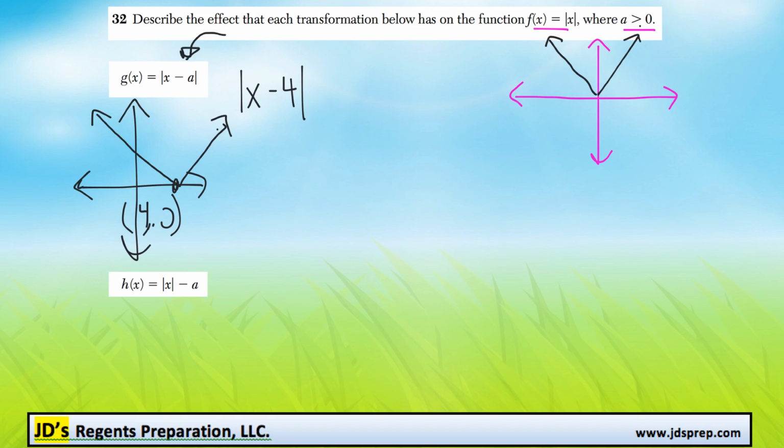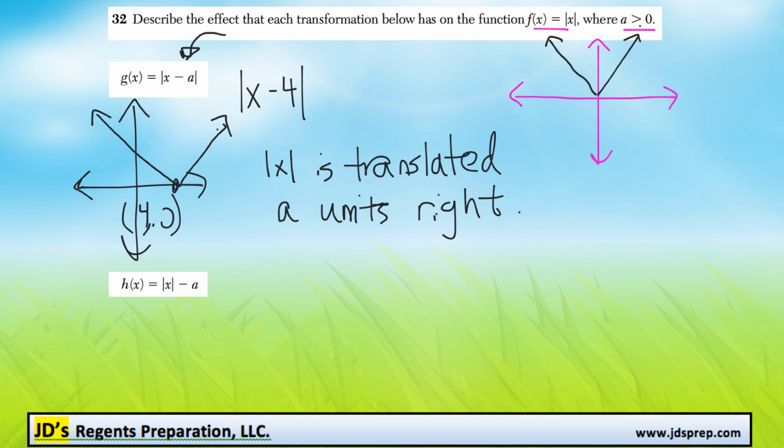So a good way to describe, written down, the effect of this transformation is what I just wrote down there. So the absolute value of x would be translated a units to the right.